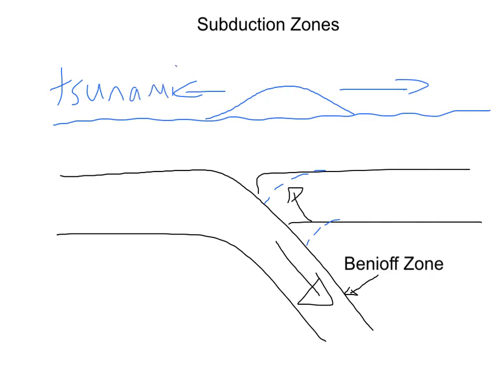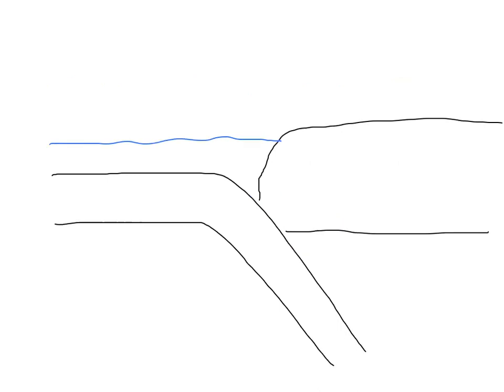The second key process at destructive plate margins is the generation of magma and the formation of volcanoes. As the subducting plate here, oceanic lithosphere in this case, descends into the mantle, then water from the ocean, which is mixed up in the sediment, gets dragged down the subduction zone.